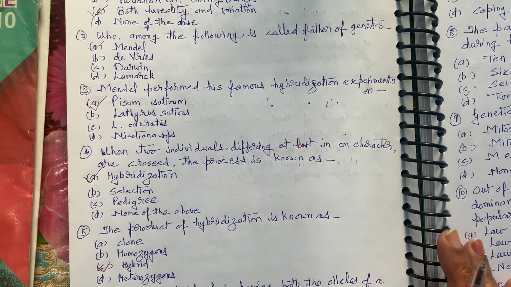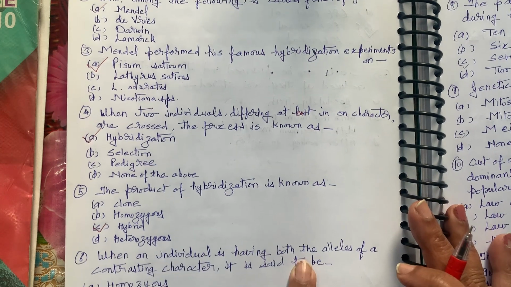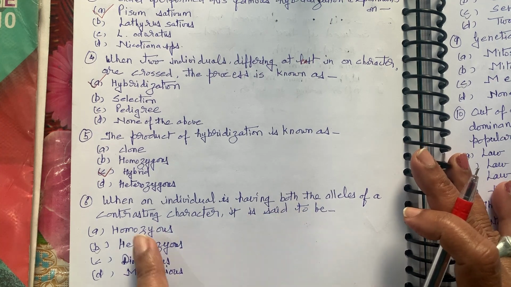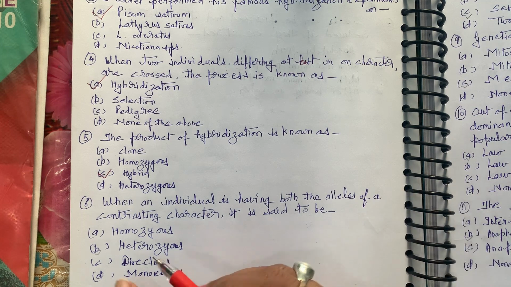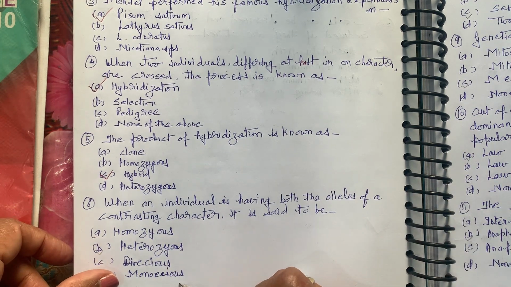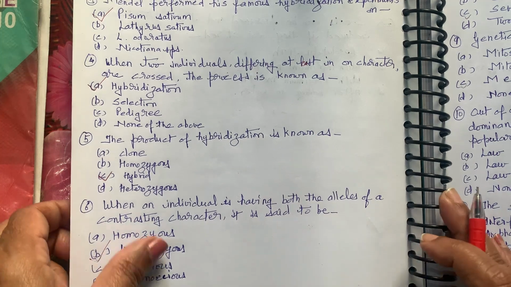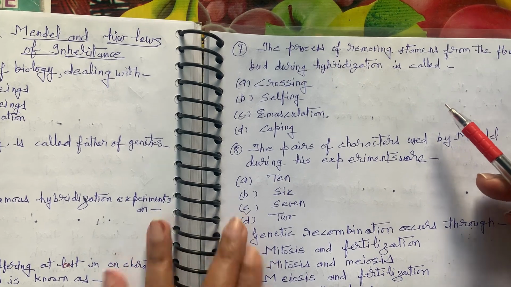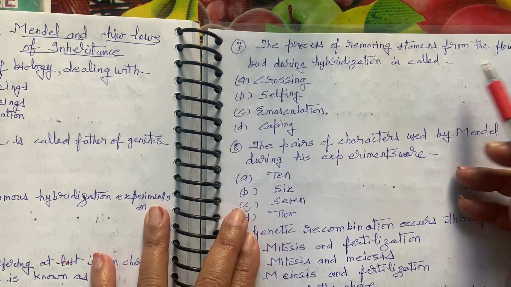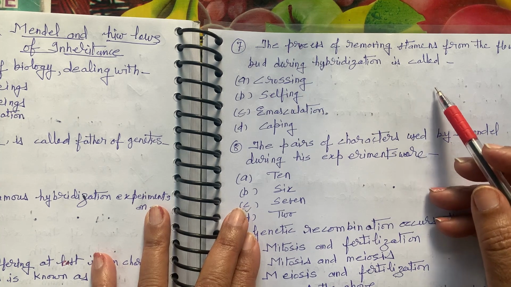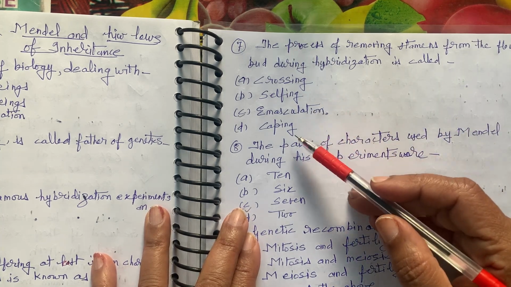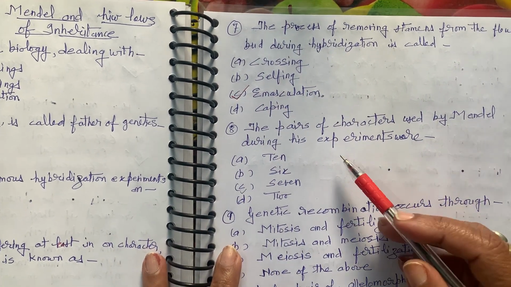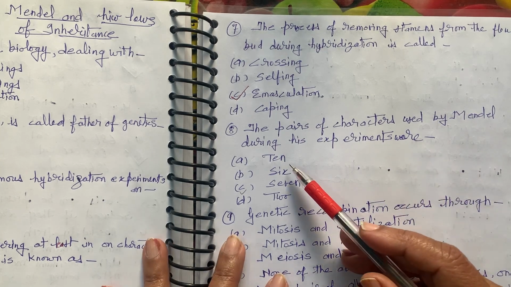When an individual is having both the alleles of a contrasting character, it is said to be homozygous, heterozygous, dioecious, monoecious. Correct option is heterozygous. Now, the process of removing stamens from the flower during hybridization is called crossing, selfing, emasculation, capping. Correct answer is emasculation. The pair of characters used by Mendel during the experiments are 10, 6, 7, 2.